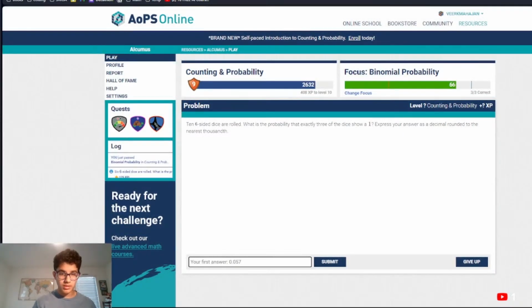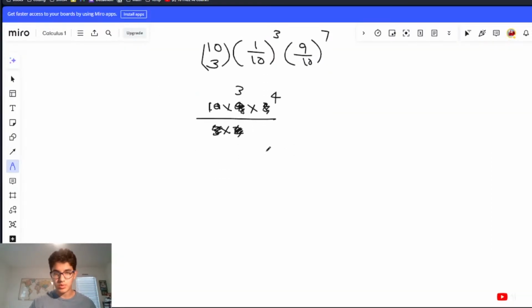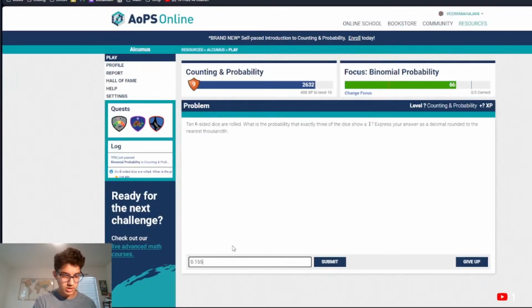Okay, it's wrong. 10 six-sided dice are rolled. So yeah, it won't be 1/10 then. It'll be 1/6 and 5/6. So 10 choose 3, again it's 120, right? It'll be 120 times 1/6 to the third power, then you multiply it by 5/6 to the seventh power, which is 0.155, which is a decent chance, right? It's about twice or thrice as much.